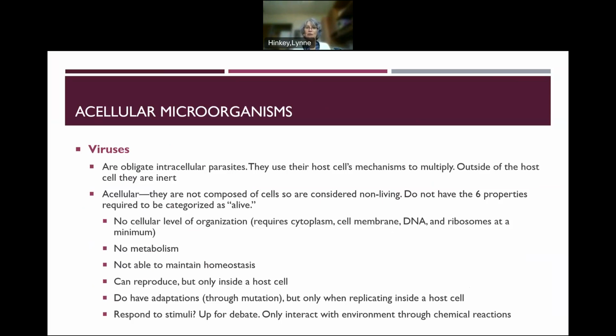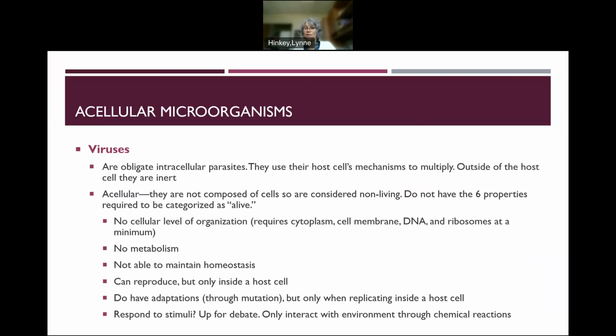Metabolism is the sum total of chemical reactions in a cell. So we must have the ability to take small molecules and build large ones, and the ability to break down large molecules to release energy to do work. Viruses have no metabolism. They're unable to carry out chemical reactions on their own. They must use the host cell's machinery to do that.